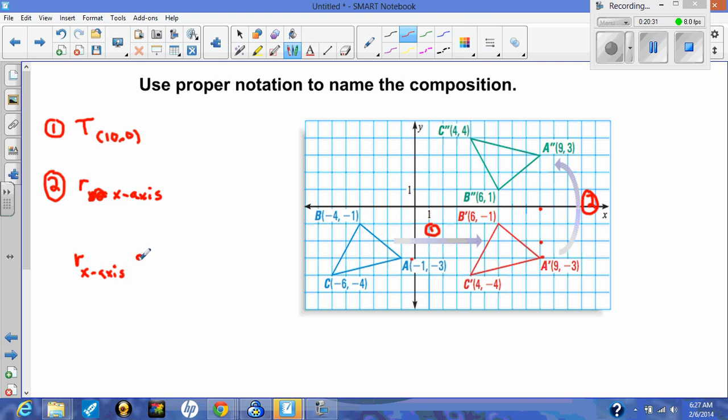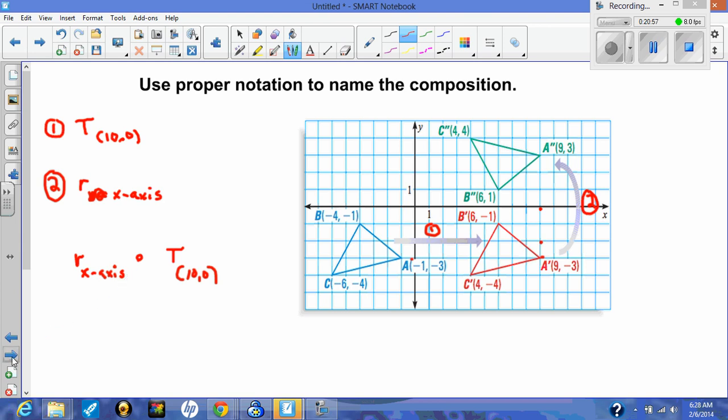Composition symbol and our transformation, which is 10, 0. Okay, if you didn't understand it, listen to it again and see if you can get it. Other than that, let's move on. We're almost done with my video lesson, and then you're going to have to do the rest on your own.